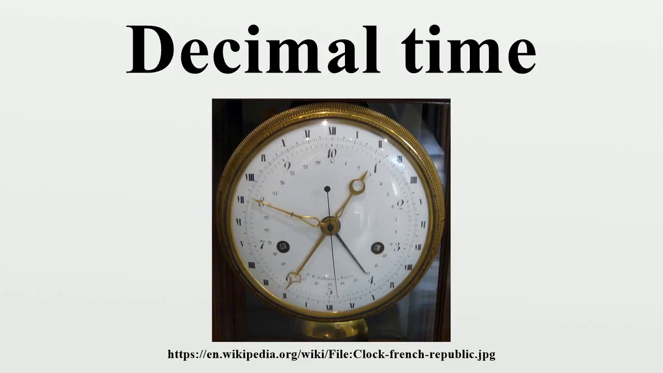Seconds in a decimal minute. Since there are 60 seconds in a minute, a tenth part represents 60 tenths equals 6 seconds. Minutes in a decimal hour. Since there are 60 minutes in an hour, a tenth part represents 60 tenths equals 6 minutes. Hours in a decimal day. Since there are 24 hours in a day, a tenth part represents 24 tenths equals 2.4 hours.